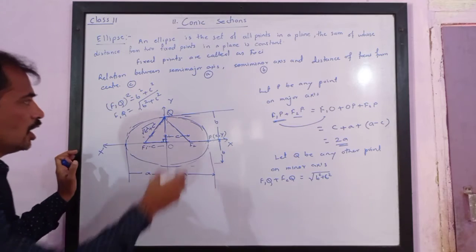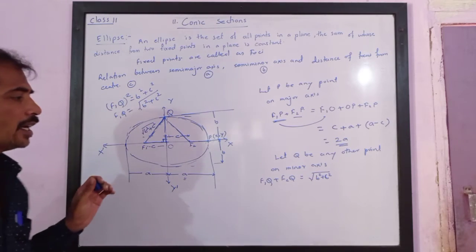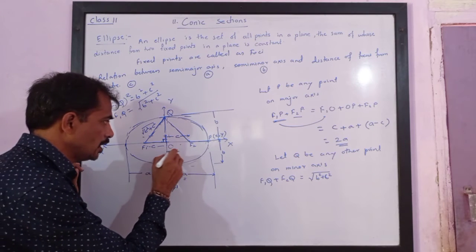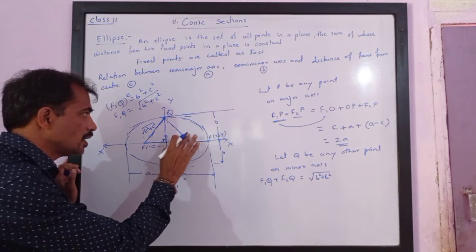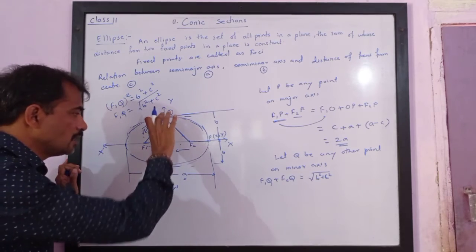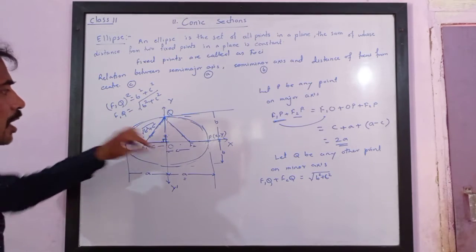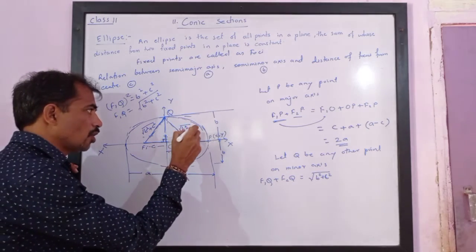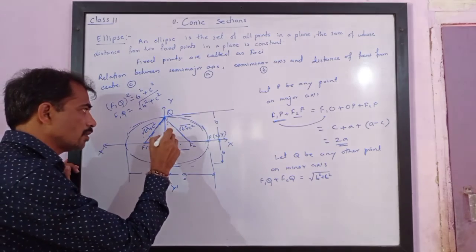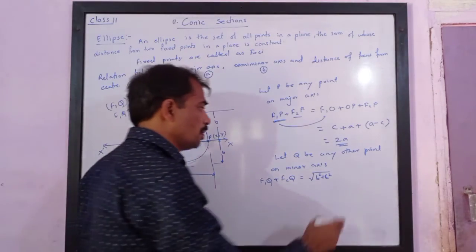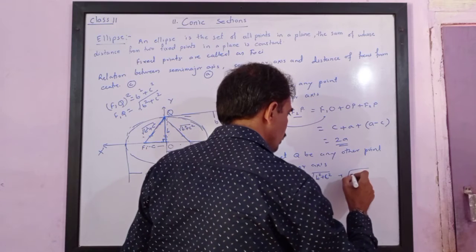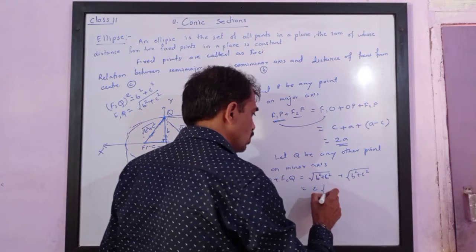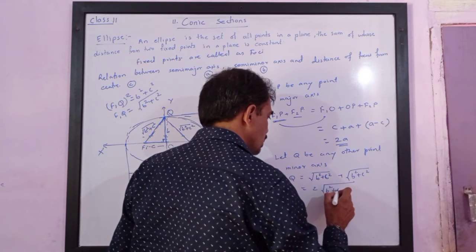Similarly, this F2OQ is also a right angle triangle. Please note this is also again C. It is the focus. The focus is at a distance C from the origin, and this is the minor axis. So this also becomes a right angle triangle, and hence the hypotenuse is equal to square root of B square plus C square. So if you add these, you will get twice root of B square plus C square.